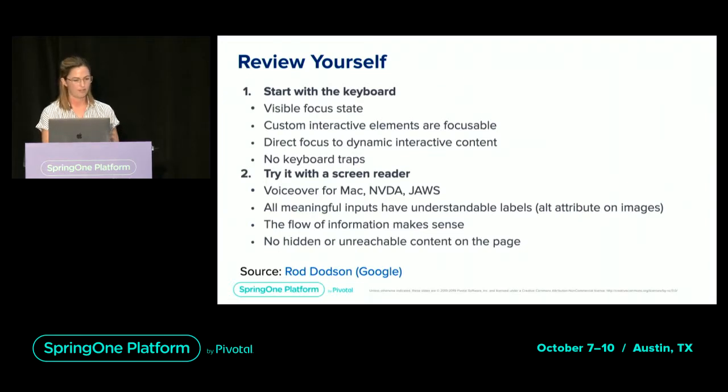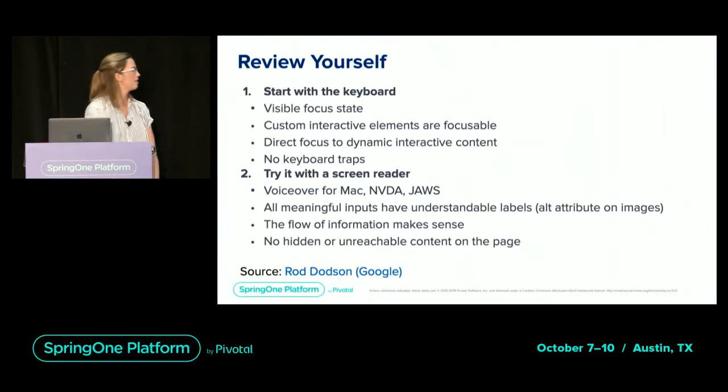Another thing to look out for once you're navigating with a screen reader is to make sure that all meaningful inputs have understandable labels. That includes making sure that images have alt attributes. You also want to make sure that the flow of information makes sense and that there's no hidden or unreachable content on the page with a screen reader.